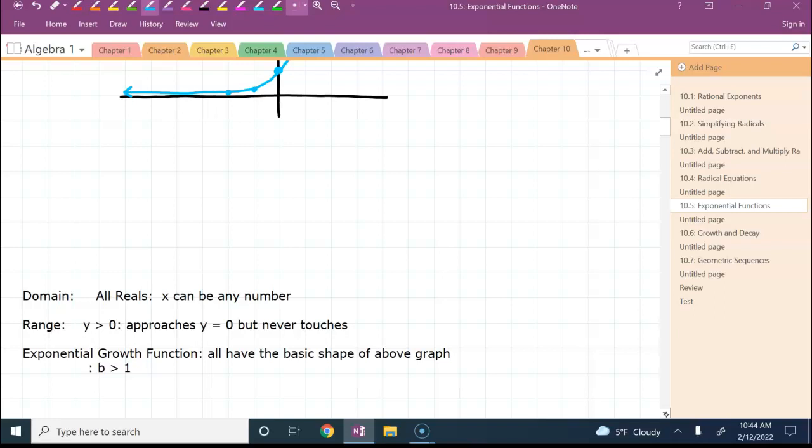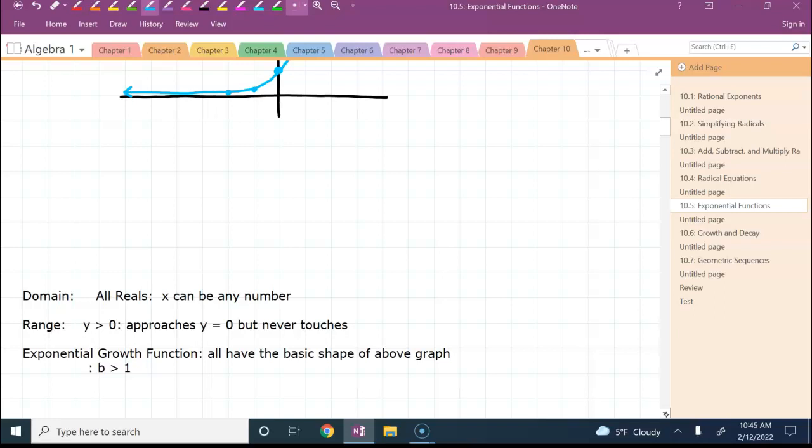Now, my range is talking about my y values. Okay, so the y is always going to be a little bit above 0. Remember I said it looks like it's approaching 0 because it's getting really close to that x-axis line, but it's never actually going to touch it. So it's always going to get smaller and smaller and smaller, but it's never going to equal 0. That's also known as an asymptote.